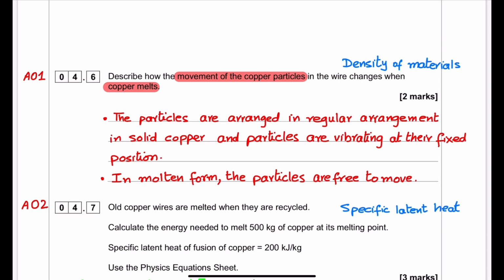4.7 is an AO2 question, and this question is from specific latent heat. Old copper wires are melted when they are recycled. Calculate the energy needed to melt 500 kilograms of copper at its melting point. The specific latent heat of fusion of copper that is given is 200 kilojoules per kilogram. Use the equation sheet to find the value of energy.